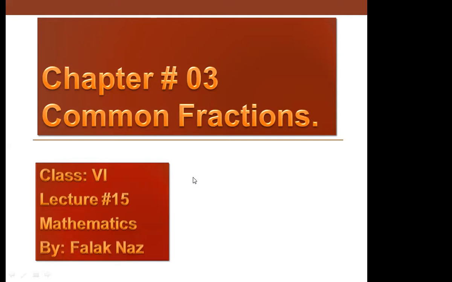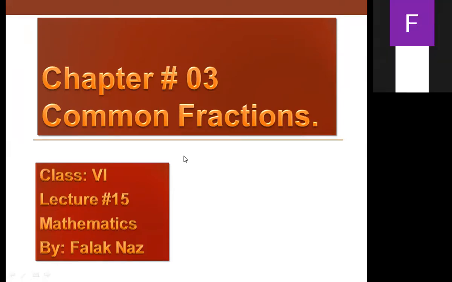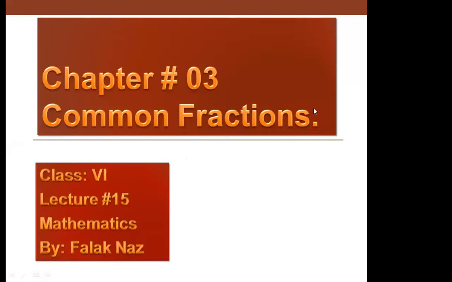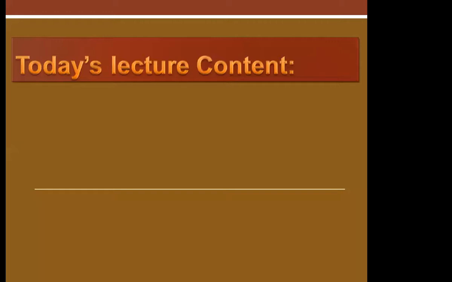So, students, if you remember what we have done so far, we have completed total 5 exercises from chapter number 3, common fractions, starting from exercise 3.1 till exercise 3.5. And then in the last class, we have started our exercise number 3.6 as well, and we have done total 3 questions completely, and then we have already started question number 4 as well. So what I'm going to teach you today is the BODMAS rule.